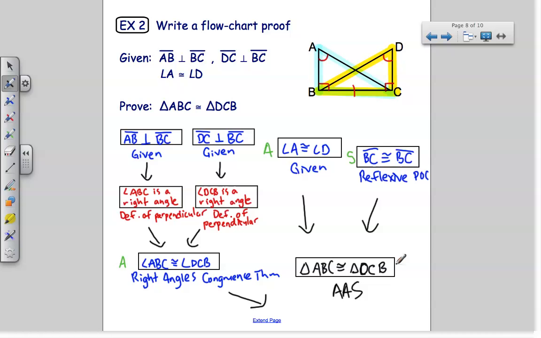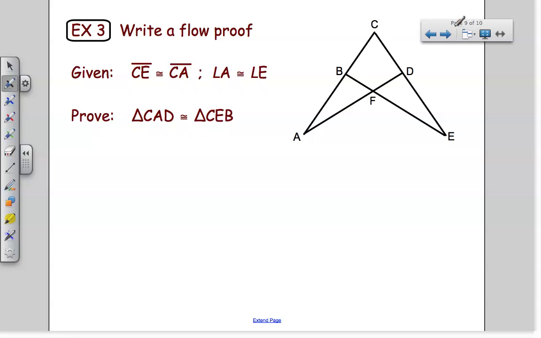So I realize this flow proof is a lot of work just to show perpendicular lines mean right angles are congruent. The other two were fairly simple, but all three of these arrows come together, show triangles are congruent by angle, angle, side. That was kind of a vertical flow proof because I was moving down. Let's do one more flow proof. This time maybe we'll do horizontal, so we'll start over here and move to the right.